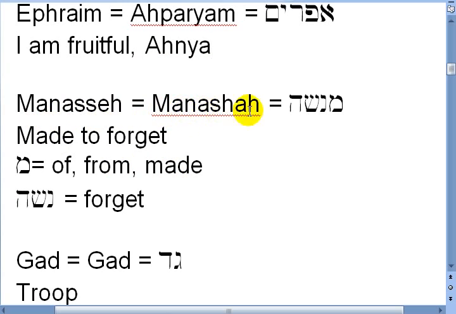Manasseh, ma na sha, made to forget. The ma at the beginning of a word is "of" or "from." In this case, you could use the word "made," and then the nasha at the end of the word here is "forget," made to forget. That's what the word Manasseh means.